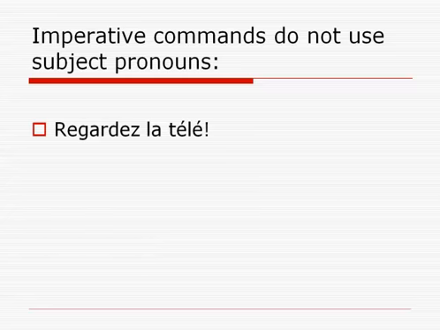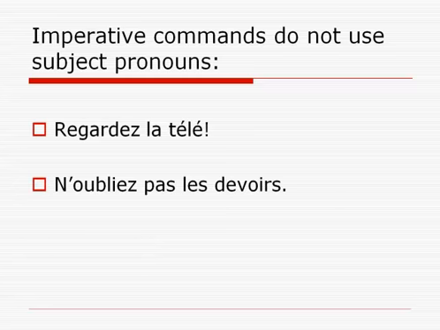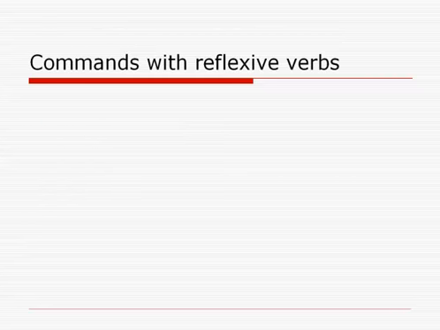The subject is implied. Here's an example of a negative command. Again, I'm talking to more than one person, but a subject is not there. Just like in English, if I said, don't forget your homework, I don't have a subject in there, I just have a verb. I also want you to take a second to note that the ne and pas go around the verb just like they do in any other sentence. N'oubliez pas les devoirs. Don't forget your homework.